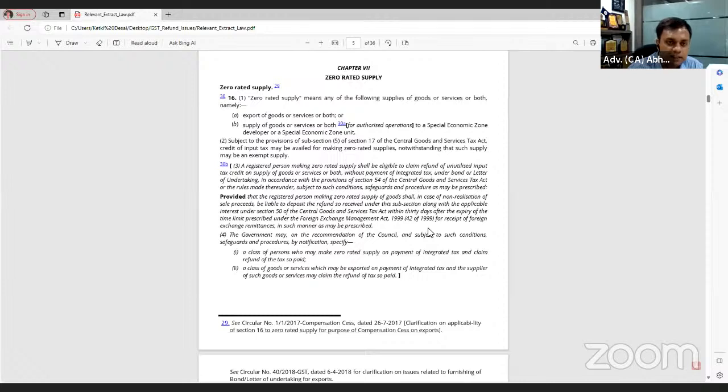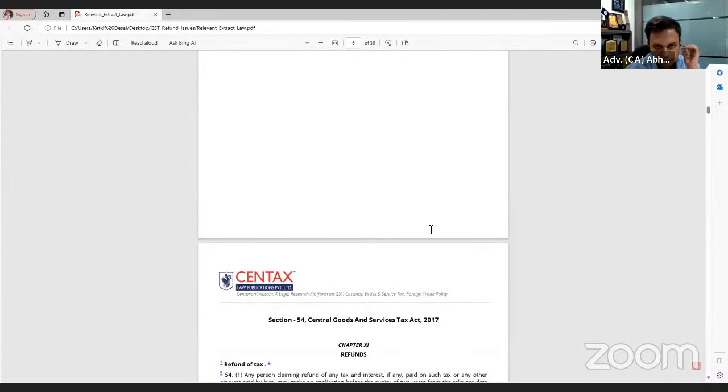So this is a provision which has now become applicable. Prior to 1st October 2023, the provisions were structured in a different way. There was no subsection 4, there was only subsection 3 to section 16, which says that a registered person who is making the zero rated supply is given an option to claim the refund of unutilized credit either by making the zero rated supply without payment of IGST under LUT, or by making the zero rated supply on payment of IGST and claiming the refund of that tax.